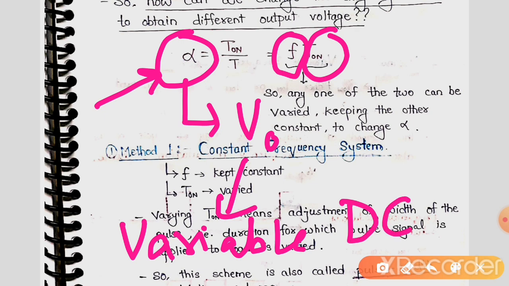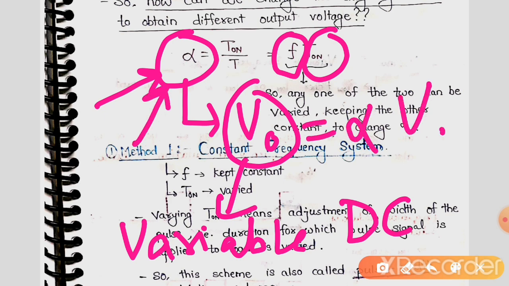And how are we obtaining this variable DC? By changing this alpha, because V naught is equal to alpha times Vs. So Vs is constant, this is input voltage, and we are changing this alpha to change this output voltage in order to get this variable DC supply.